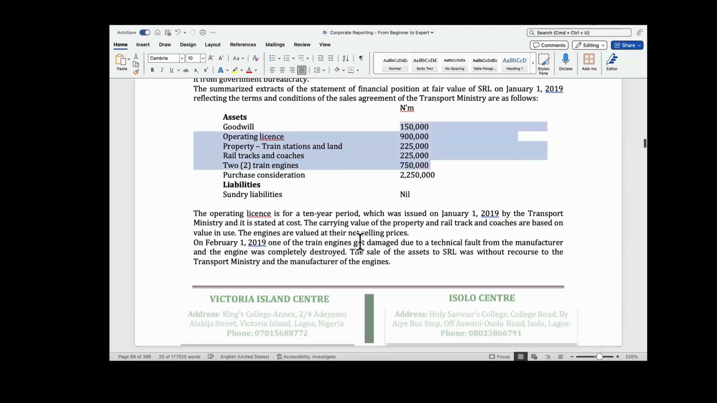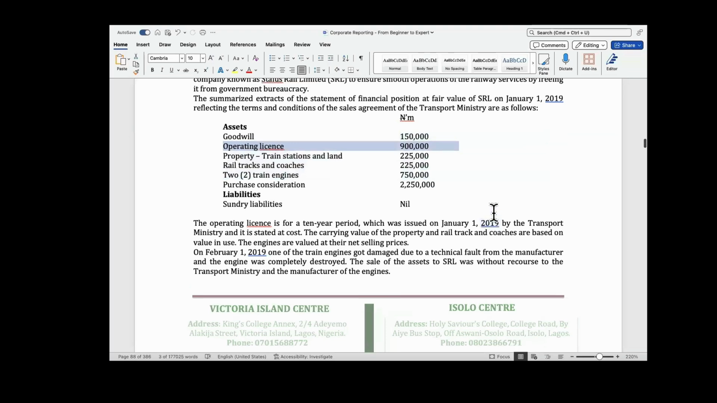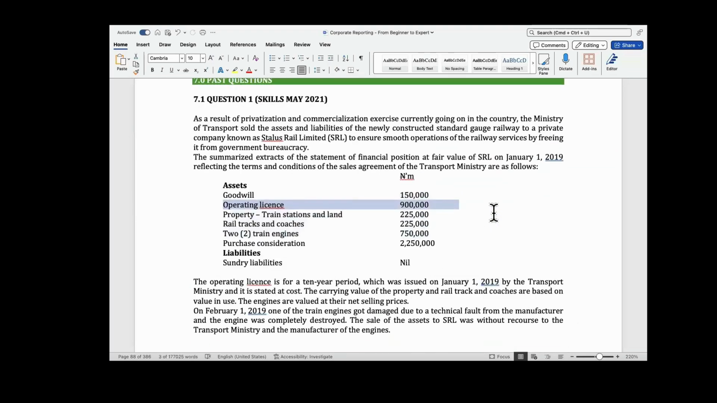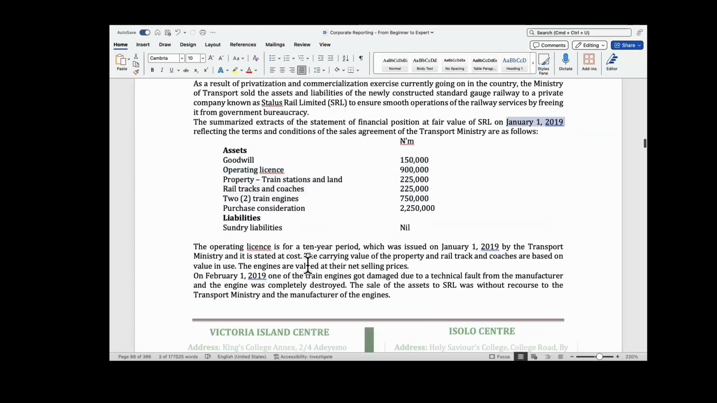Okay, let's look at the next paragraph. We're told that the operating license, I'm sure they are referring to this, so they want to give us more information. The operating license is for a 10-year period, which was issued on 1st January 2019. That means they just got the license, because this financial position itself is 2019. It was issued by the transport ministry, and it is stated at cost. So this license is at cost.